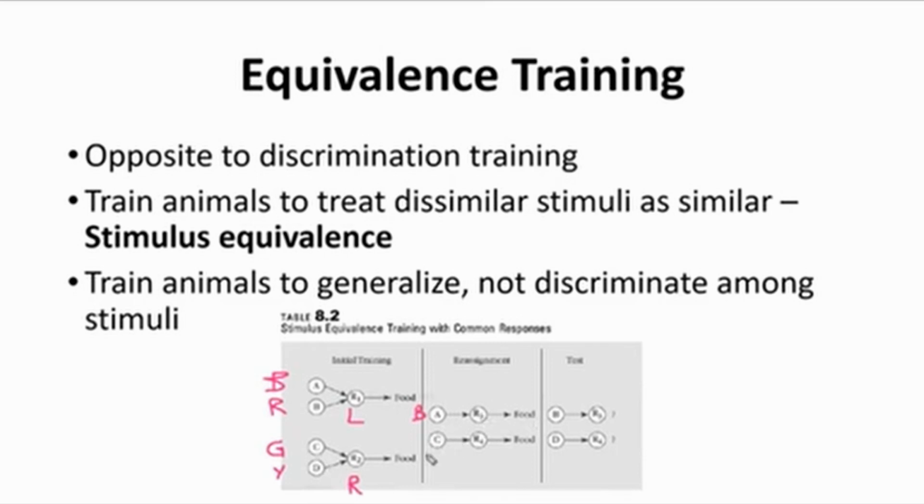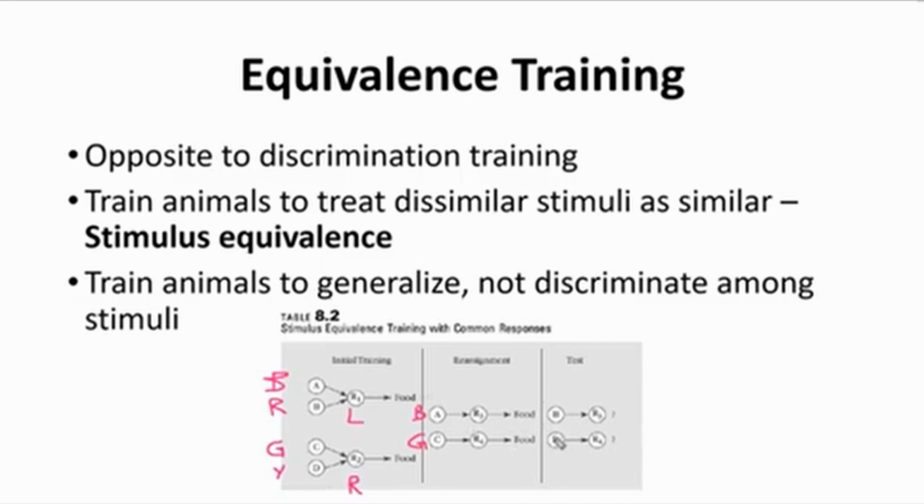We can also reassign C, which was our green color, and after C, maybe now they have to peck a touch screen. And if they peck that touch screen, then they get food. And if we want to test for stimulus equivalence, we would say, okay, we now know that A, if you do response 3, then you get food. Because B is the same as A from our initial training, if B occurs, then they should give response 3 in order to get food, because they treat B the same as A.